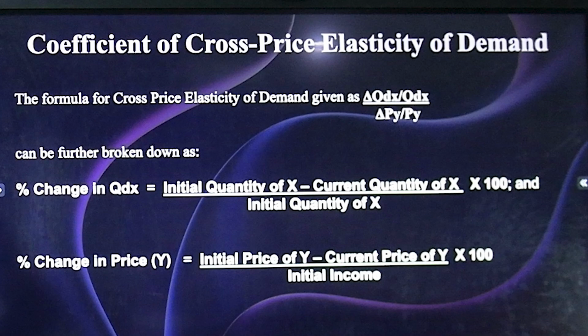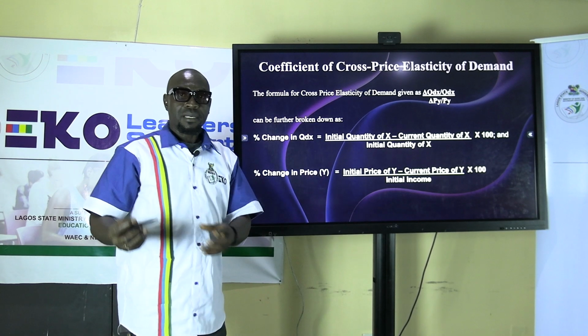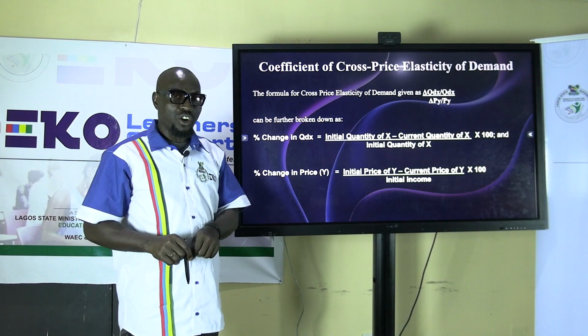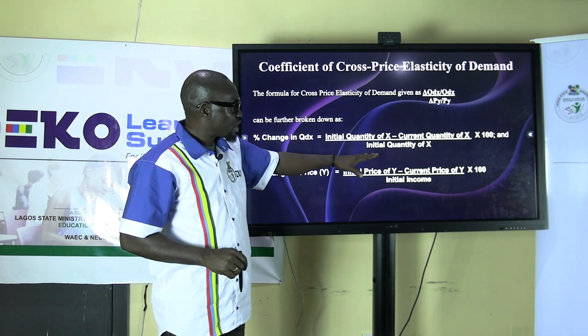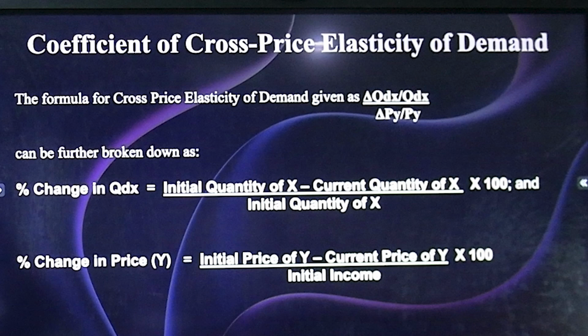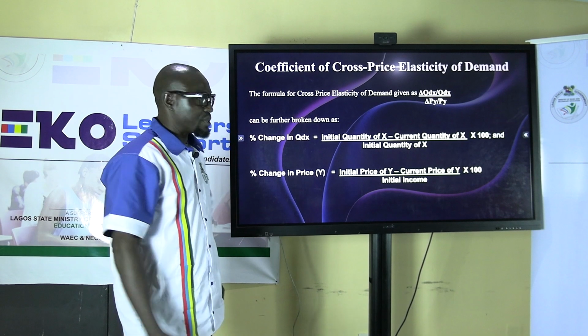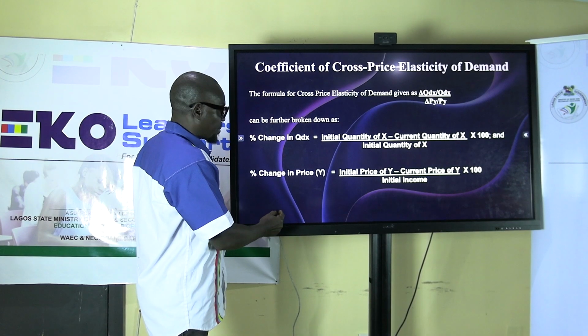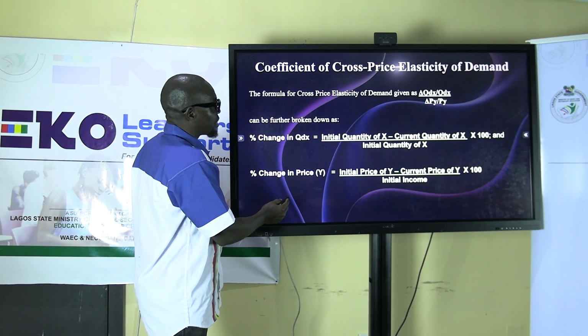So if we are looking at the quantity of bread, then we say the initial quantity of bread minus the current quantity of bread that is consumed divided by the initial quantity of bread, and then we divide that by the initial price of butter minus the current price of butter divided by the original price of butter or initial price of butter. And again, always represent as a percentage by multiplying by 100.